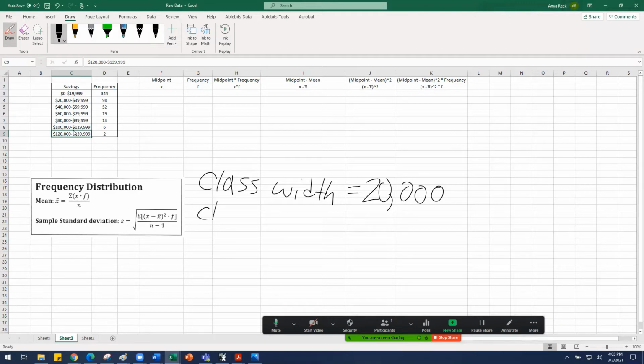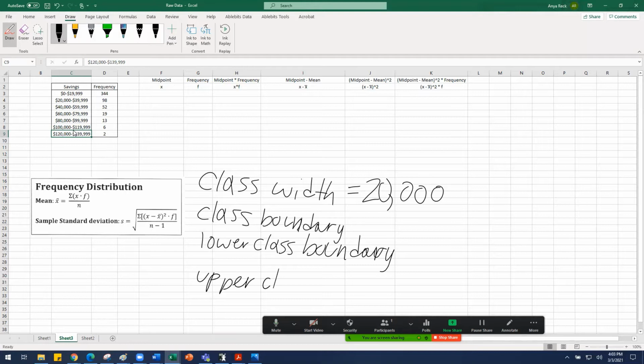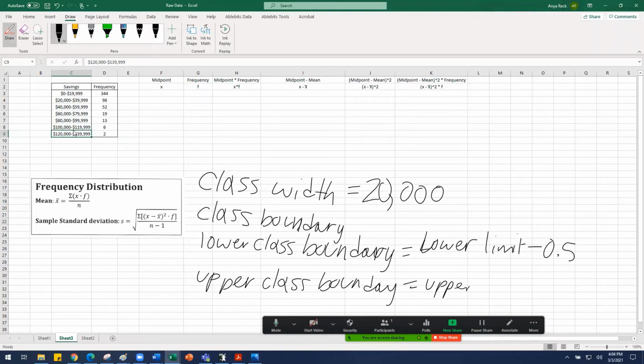And then we want to identify class boundaries. We have the lower class boundary, and we have the upper class boundary. You begin by taking the lower limit minus 0.5 and the upper limit plus 0.5.